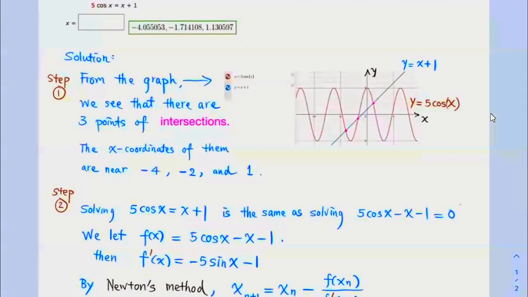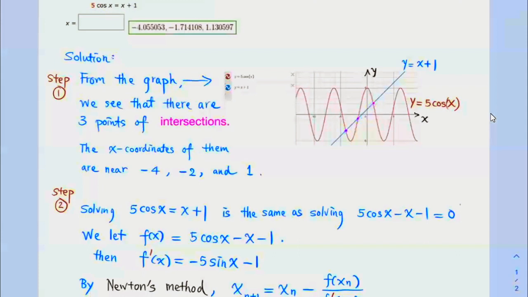The first step is to draw the graph and see how many intersection points you have. So how many solutions do you have here? The roots of this equation correspond to graphing y equals π cosine x, which is the left side over here, and graphing y equals x plus 1, that's the right side over here.